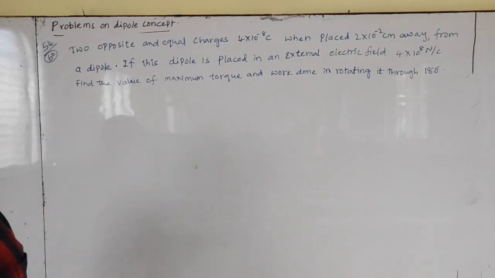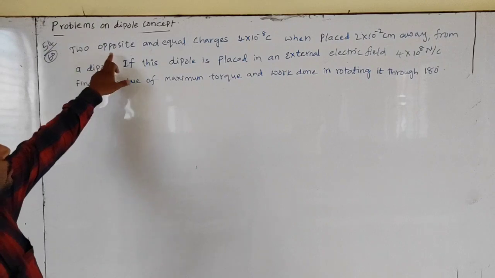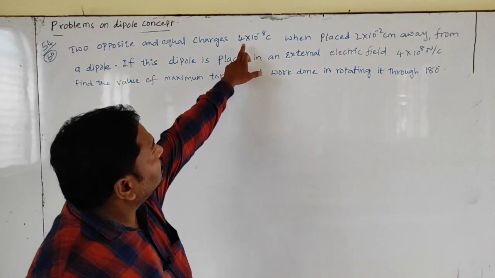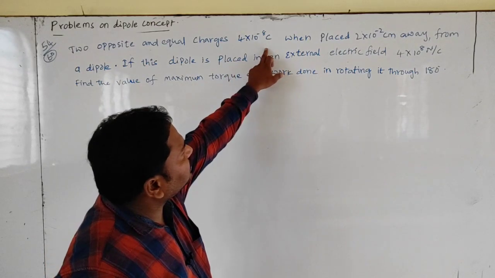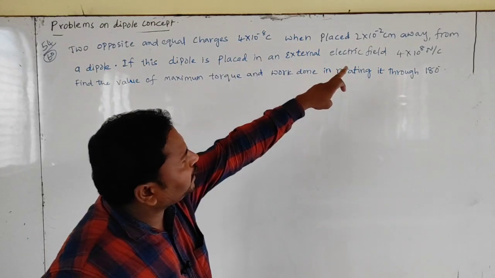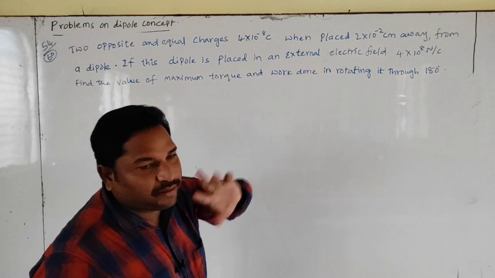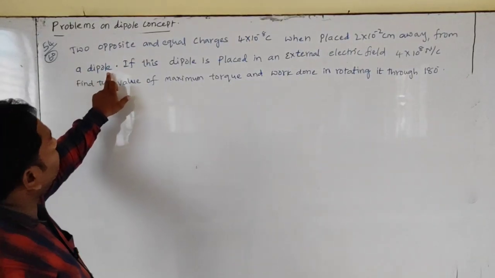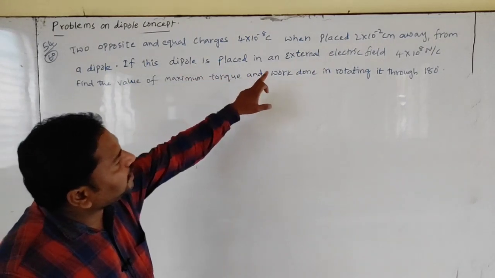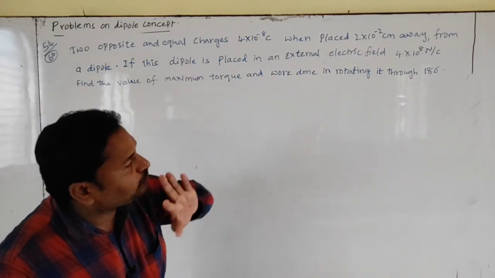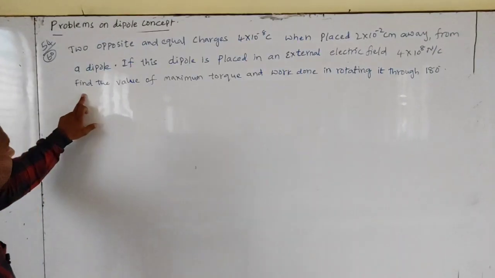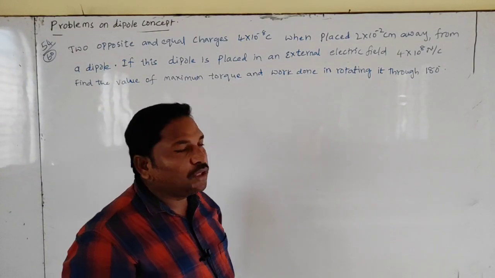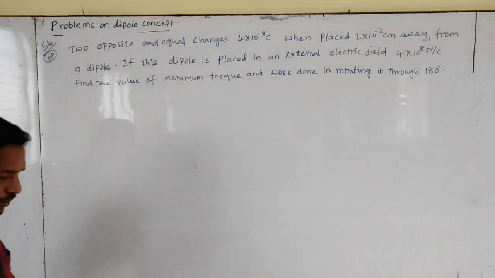Next, second problem. Two opposite and equal charges of 4 into 10 power minus 8 coulombs when placed 2 into 10 power minus 2 centimeters away form a dipole. If this dipole is placed in an external field 4 into 10 power 8 Newton per coulomb, find the value of maximum torque and work done in rotating through 180 degrees.